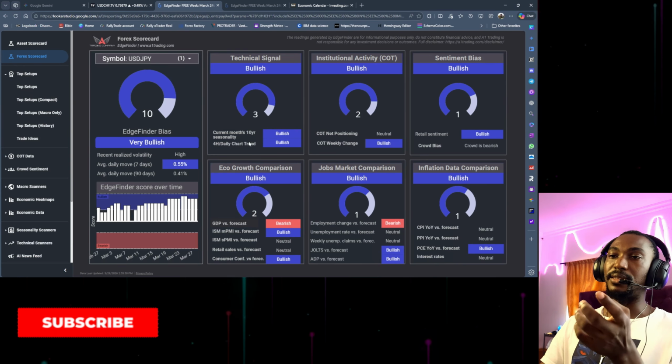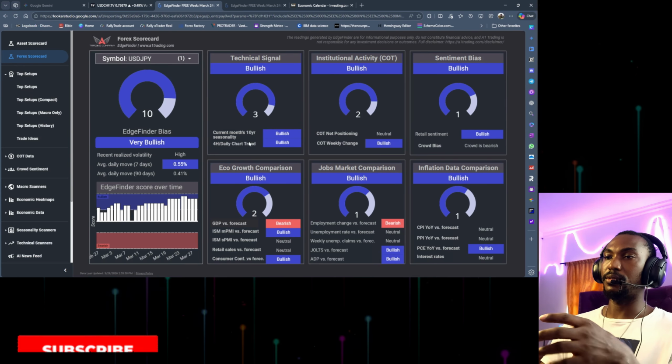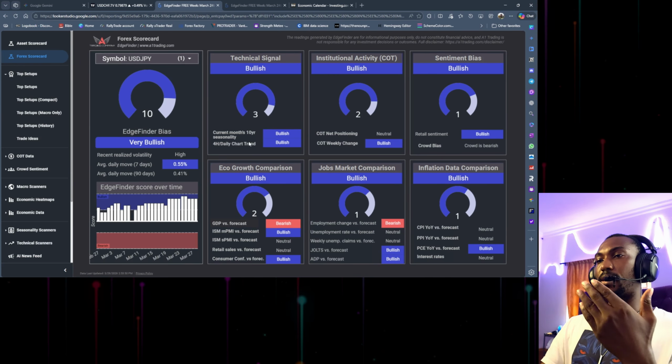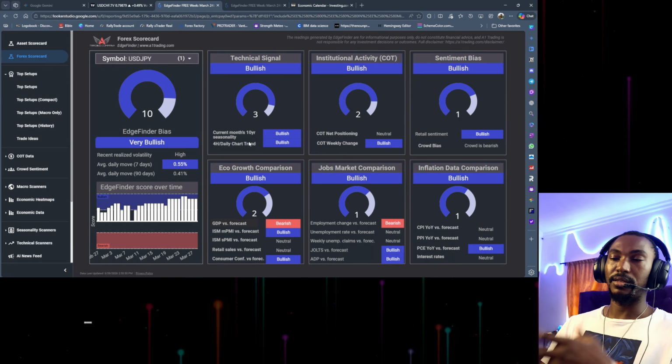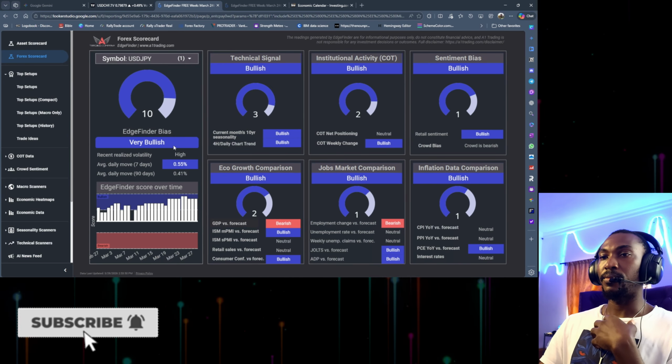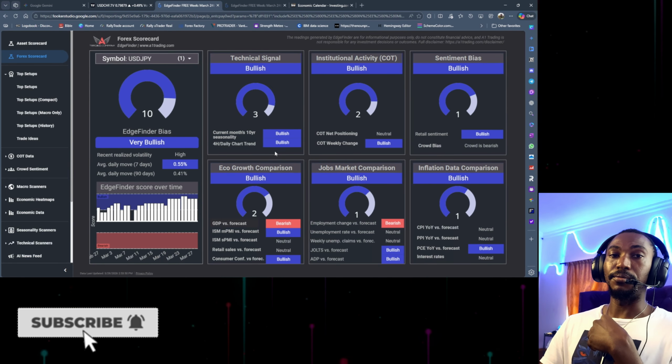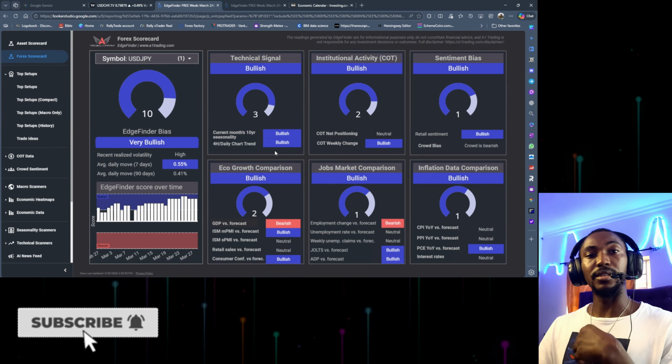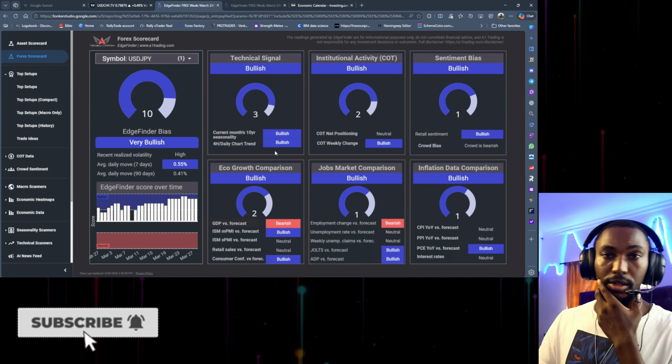And the seasonality in the last 10 years, right? The most happening in the last 10 years is a bullish season. So we are currently in the bullish season. All of this clearly states the US dollar against the Japanese yen is something you should be looking to buy.